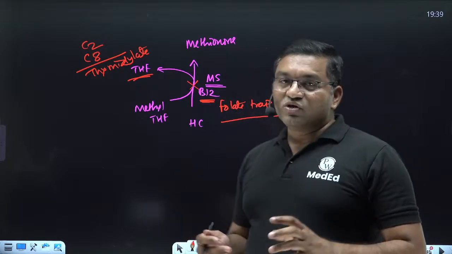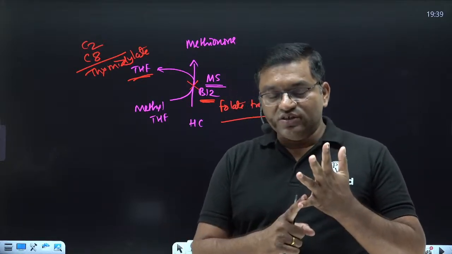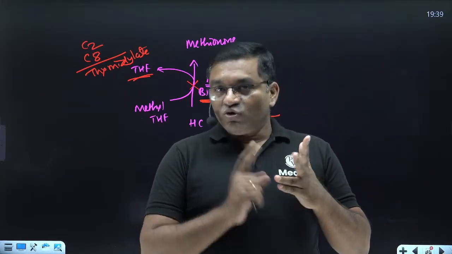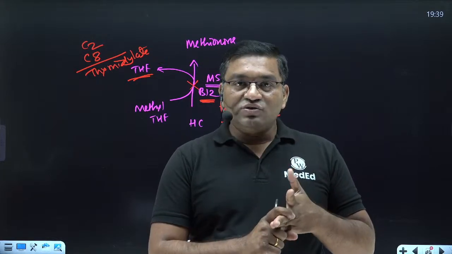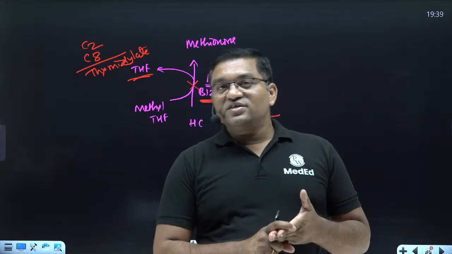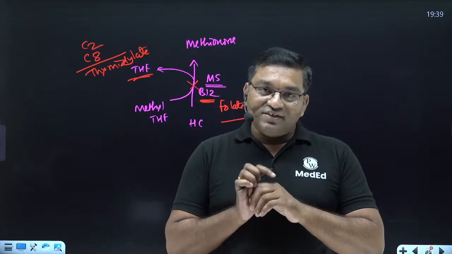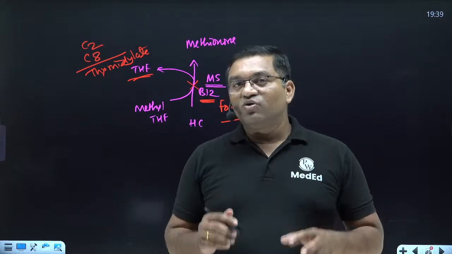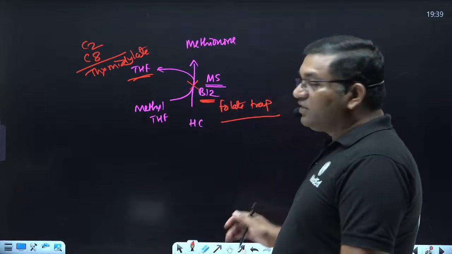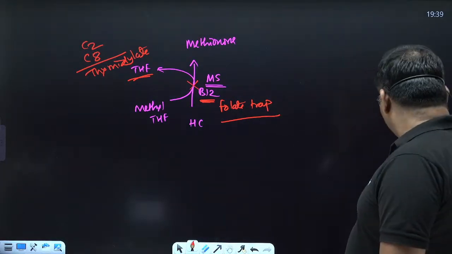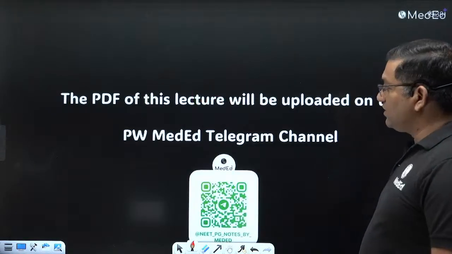Also do the important tables, for example glycogen storage disorders, mucopolysaccharidosis, sphingolipidosis, DNA repair mechanism, lipoproteins, and the various types of collagen. These are the important topics which are frequently asked in the entrance examination.